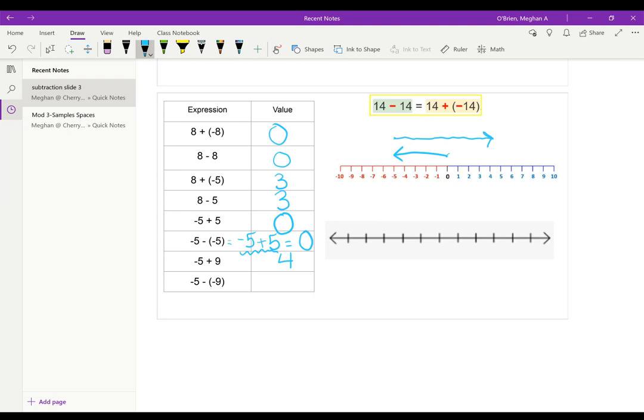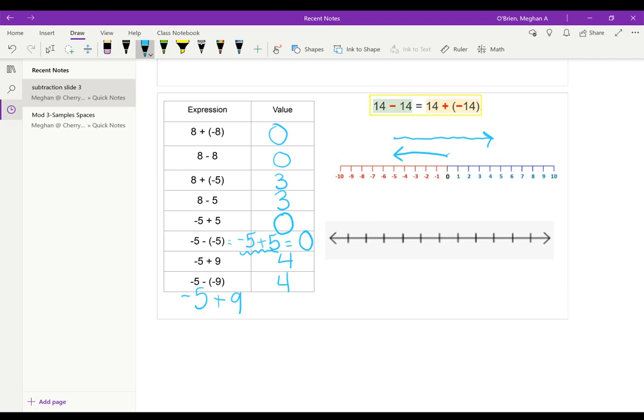And then the last one, here's another funny looking one. Negative 5 minus a negative 9. Okay, so that means I start with negative 5. That doesn't change. And then subtraction is the same as adding the opposite. So then that matches the expression above it, they're equivalent, so that value is 4.